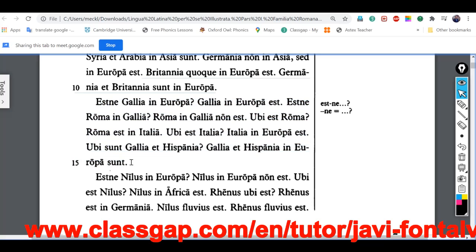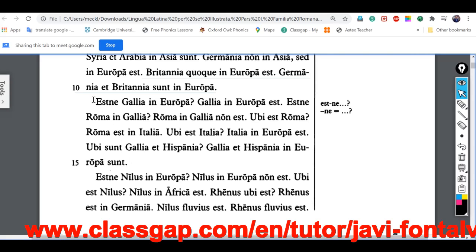Esne Gallia in Europa? Gallia in Europa est. Esne Roma in Gallia? In Gallia non est. Ubi est Roma? Roma est in Italia. Ubi est Italia? Italia in Europa est. Ubi sunt Gallia et Hispania? Gallia et Hispania in Europa sunt.